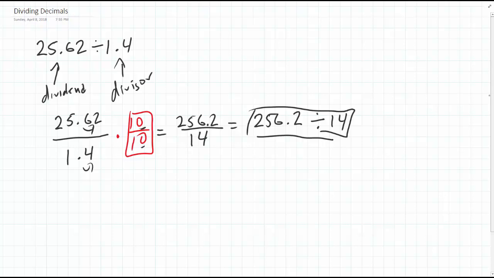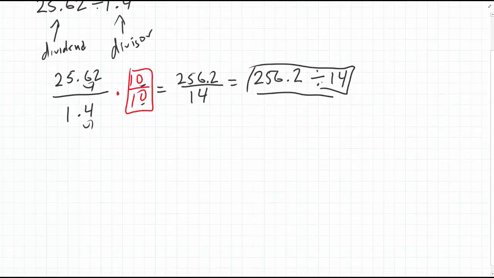And if I want to get rid of decimals altogether, I can multiply by 100 instead of 10 and move the decimal over another place value on both the numerator and denominator, but the quotient would still be the same. So I like to just get rid of the decimal on the divisor. So that being said, let's set up the long division now.